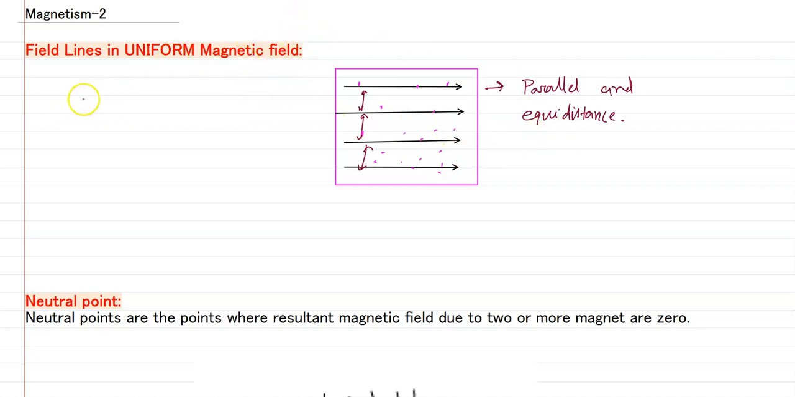We can also create a uniform magnetic field by using two bar magnets. If I place two bar magnets very close, with the north pole of one facing the south pole of the other, then the field lines emitting from the north pole enter the south pole, and these field lines are nearly uniform. The middle region between them has a uniform magnetic field. This is called a uniform magnetic field.